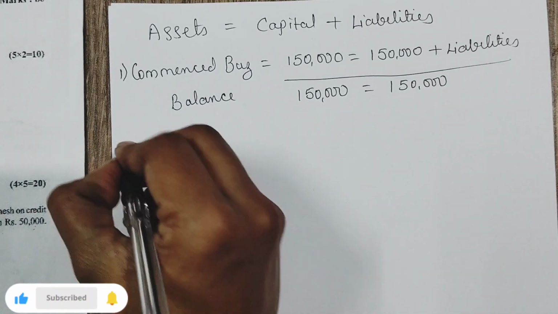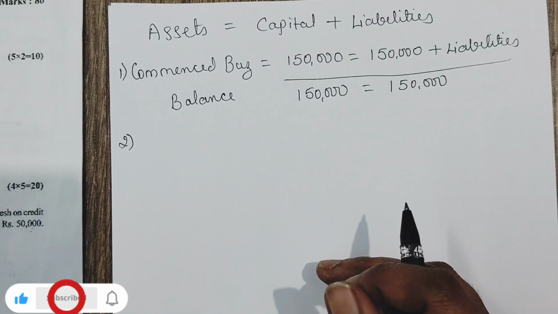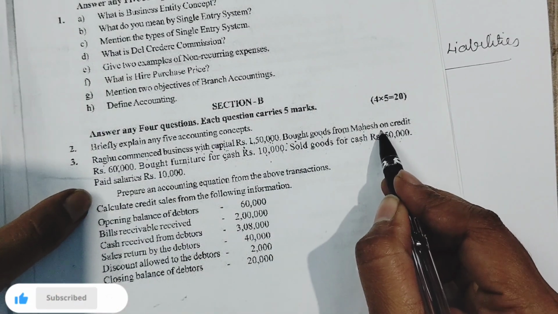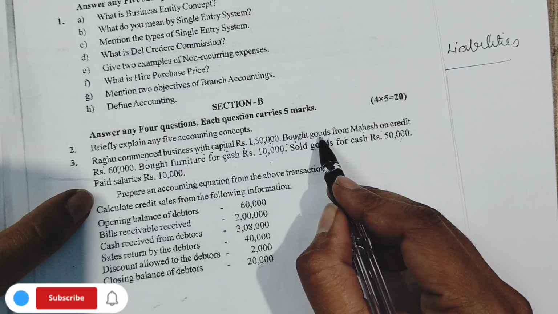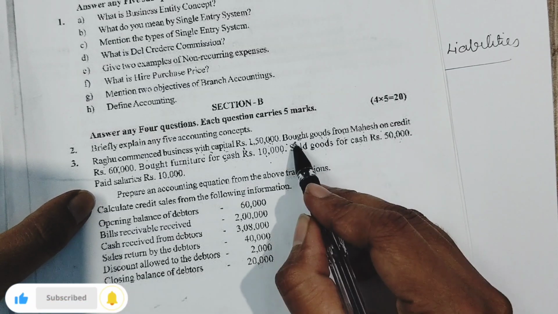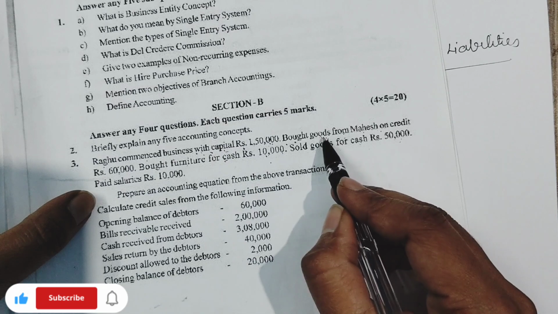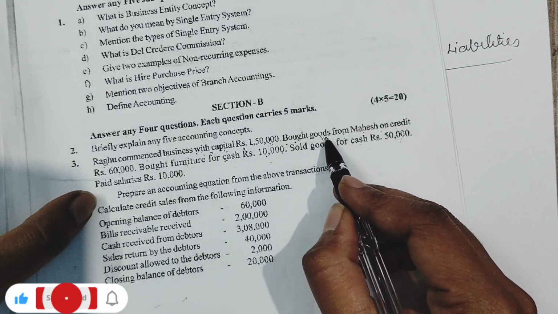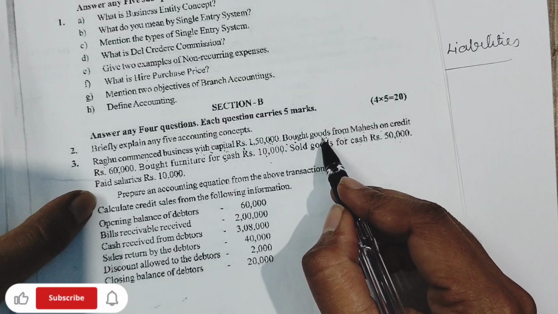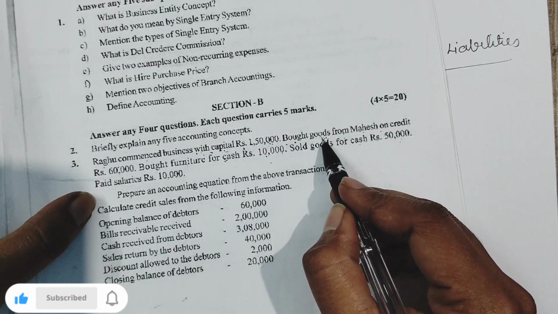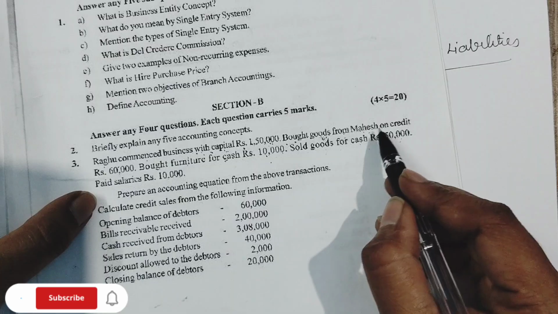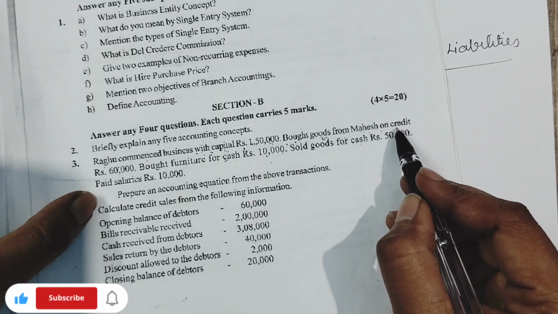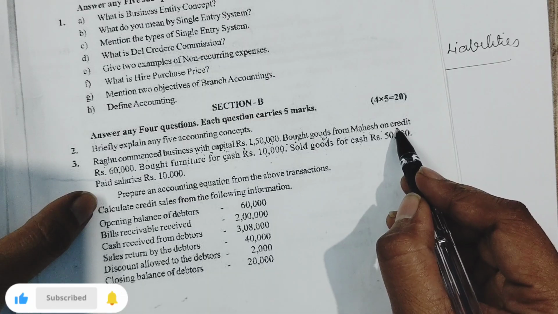Okay. Now, what is the second transaction? The second transaction is bought goods from Mahesh on credit. Here, it is affected two ways. One, bought goods. Goods came into the business, so the asset is increased. The goods are increased, right? Goods we call as asset. Asset is increased. At the same time, we bought these goods on credit. Credit means what? It is liability. You have created the liability.